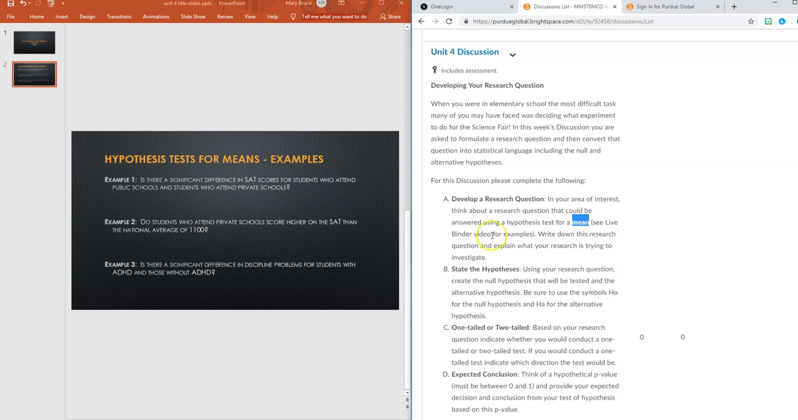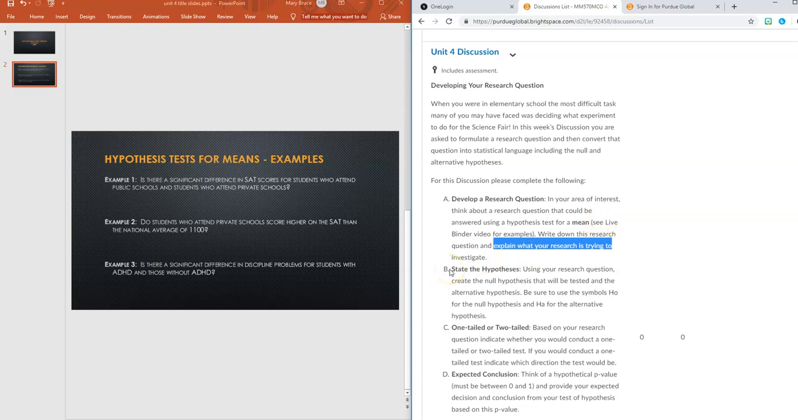And then it says explain what your research question is trying to investigate. In other words, what is the goal of this study? What is it that you're really trying to get at? So just a few sentences to say, okay, we see your research question. What really is your true goal of this type of study? State the hypothesis.